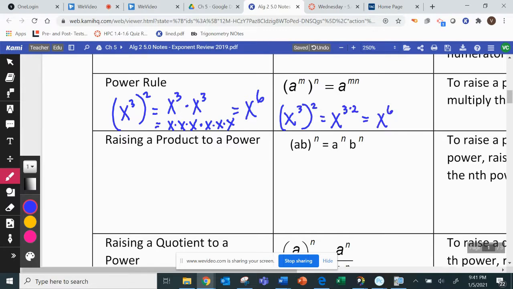So the power rule, how do I want to say this? If we are taking a power of a power, then we multiply the exponents. So again, the power and multiplication are different things.